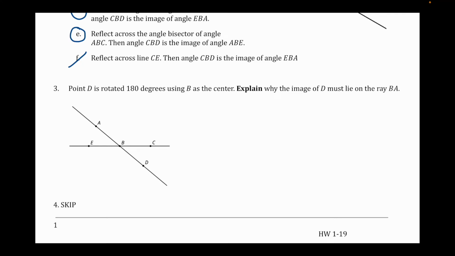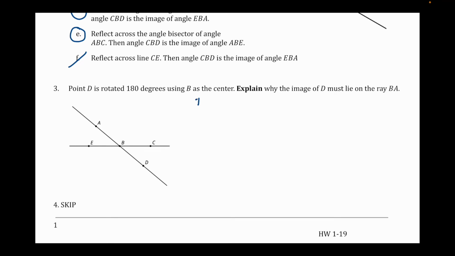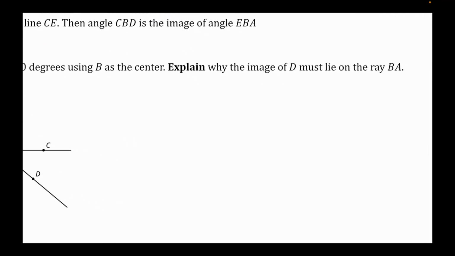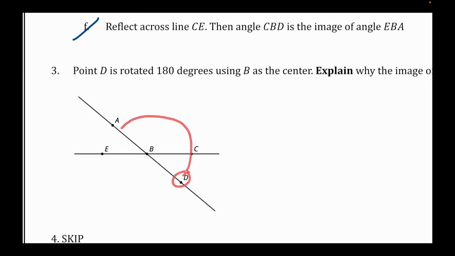So, let's talk about this rotation. Point D is rotated 180 degrees using B as the center. Oops, that pen is a little too thick for me, because this is a little bit of a longer explanation. Actually, I'll walk you through it first. Basically, if I'm going to rotate D 180 degrees, it's going to lie on the same line. We're going to end up calling it D prime.